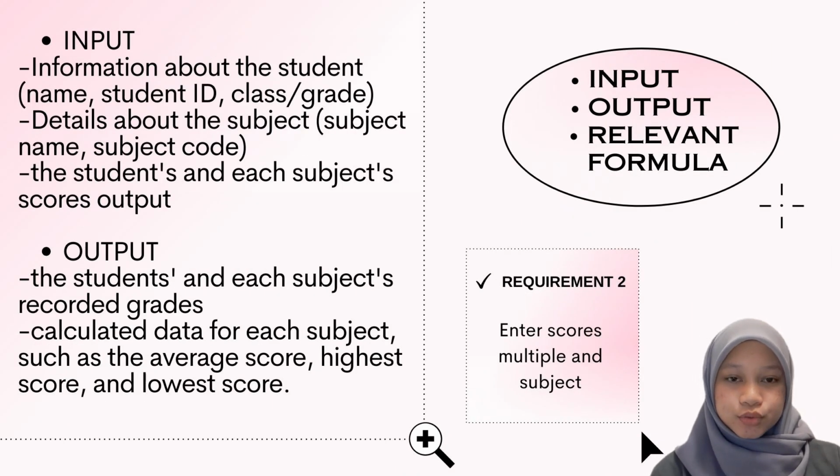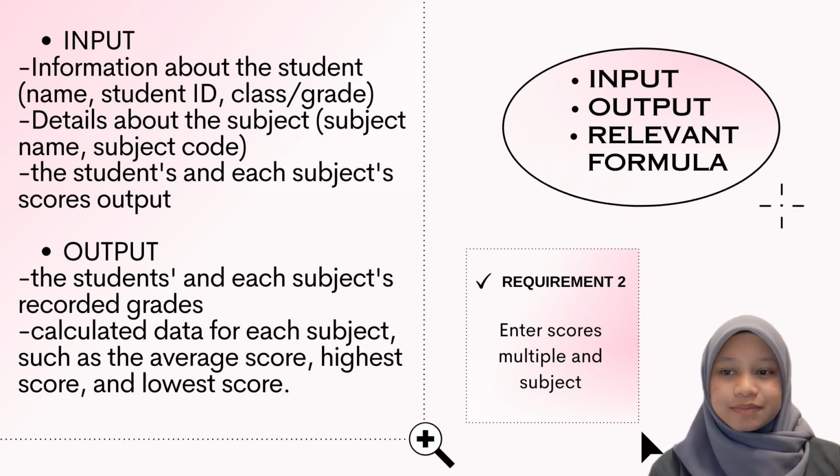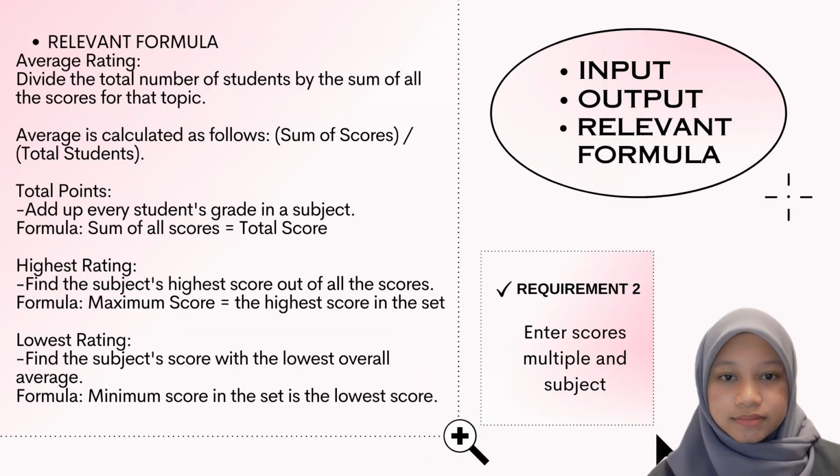For requirement 2, which is enter scores for multiple students and subjects, the input is information about the class, for example name, student ID, class or grade, and the details about the subject, subject name and subject code. Lastly are the students' scores for each subject. The output for requirement 2 is each student's recorded grades for each subject and calculated data for each subject, such as the average score, highest score and lowest score.